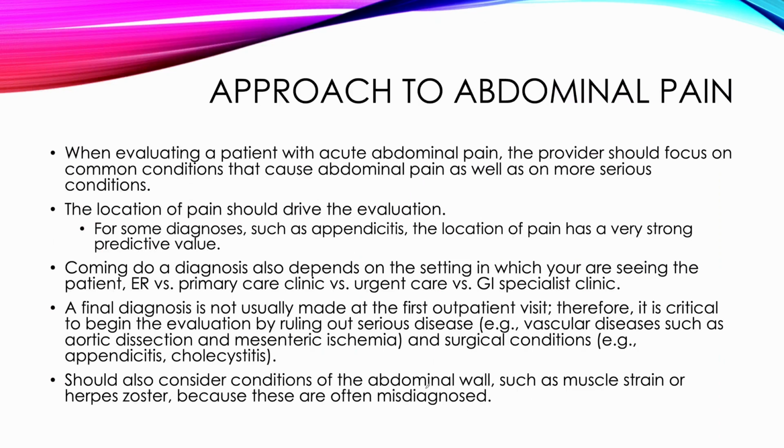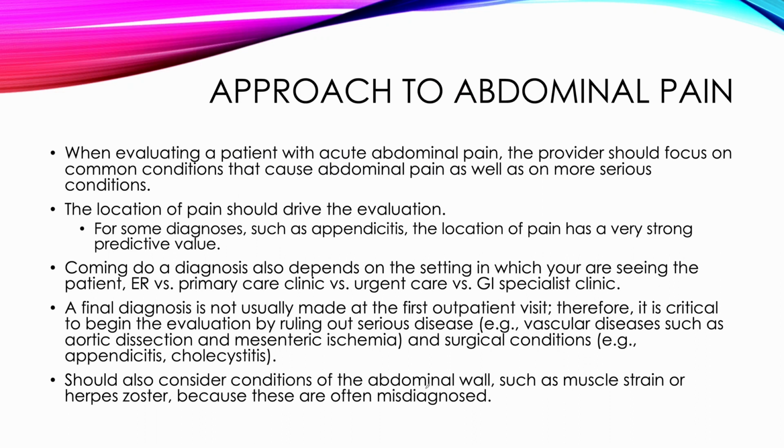Now, when evaluating a patient with acute abdominal pain, we have to consider what are the most common things that present with these signs and symptoms and in these areas. So common things are common. And then we also have to consider the things that are life-threatening, because we cannot miss those things. So that's how we start building our differential diagnosis. The location is going to be crucial. It's going to help drive our evaluation.